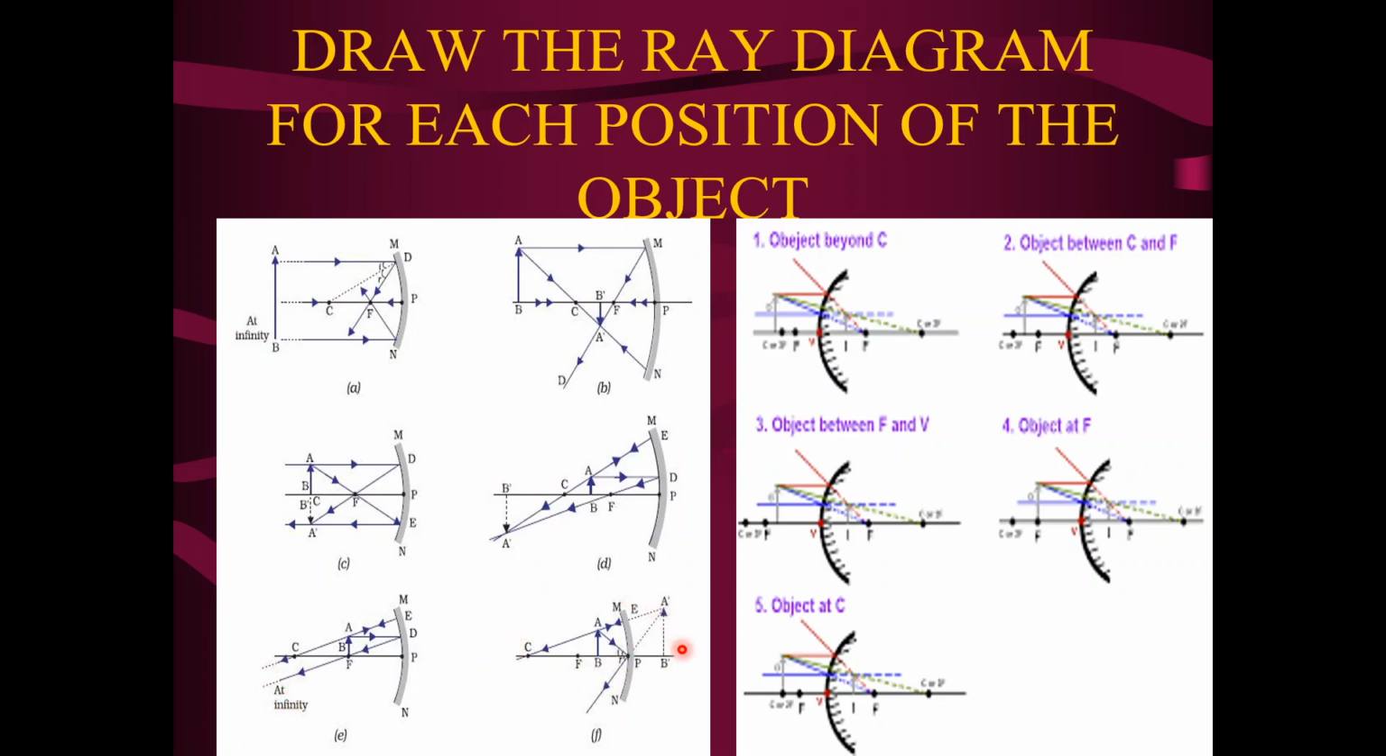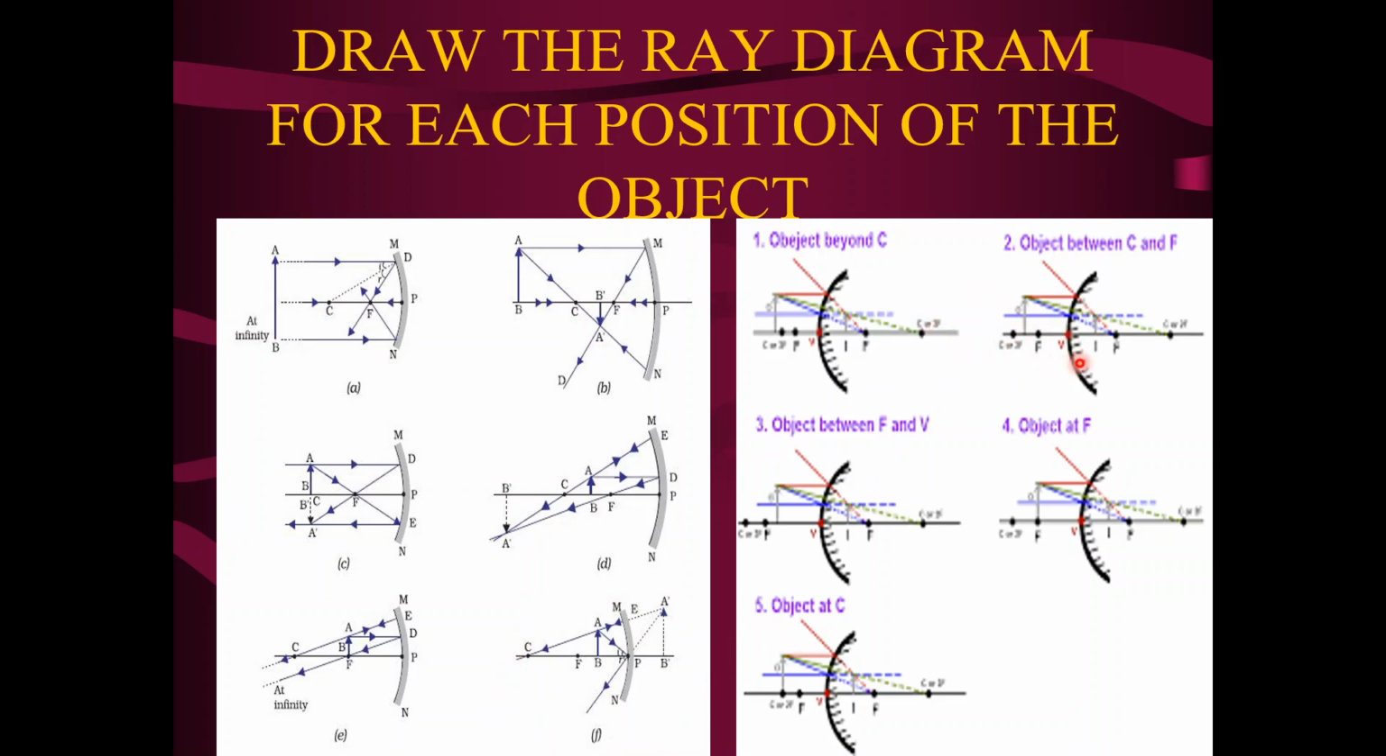But only at this position, when the object is placed between the pole and the focus, the image is virtual, erect and magnified. So here it is acting as a magnifying mirror.